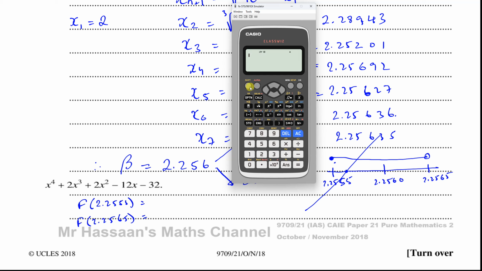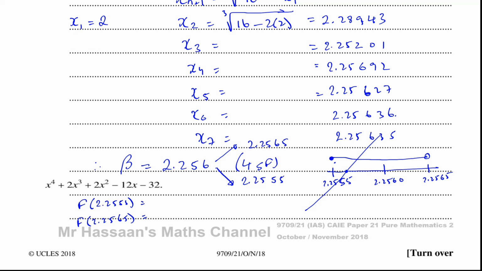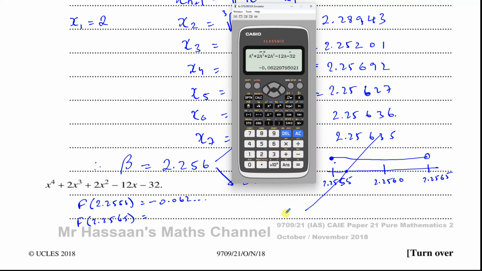So this is going to be A to the power 4, plus 2 times A cubed, plus 2 times A squared, minus 12 times A, minus 32, and that gives us negative 0.062.